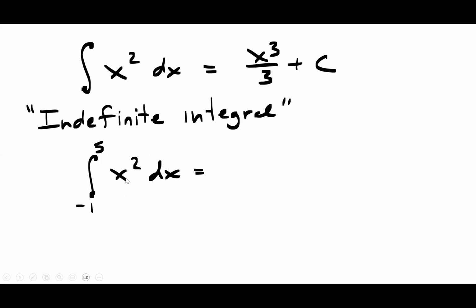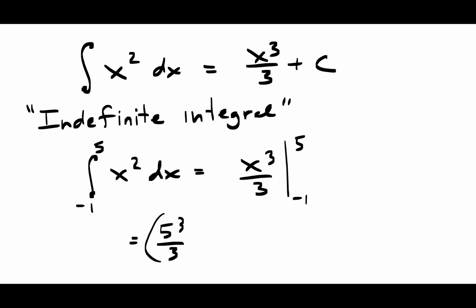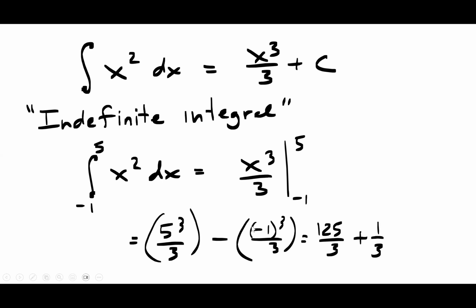Okay, so let's do this one here. It's going to be pretty easy. If we add 1 to the exponent, divide by that exponent, and evaluate this from -1 to 5, we plug it in. So this is 5 to the third over 3 minus, in parentheses, and we also have to put parentheses here because we're going to take powers of negative numbers. 5 times 5 times 5 is 125 over 3. This is -1 times -1 times -1, which is still -1. Subtracting a -1 is adding a 1, so it's plus 1 over 3. And we get 126 over 3, which is 42.